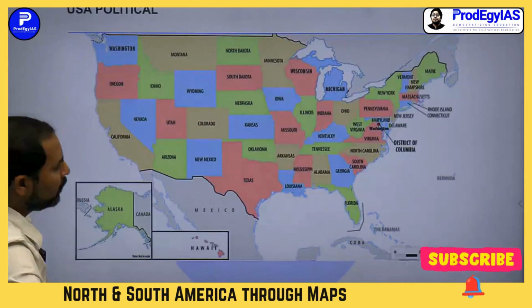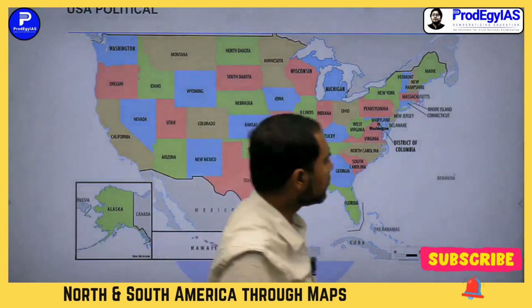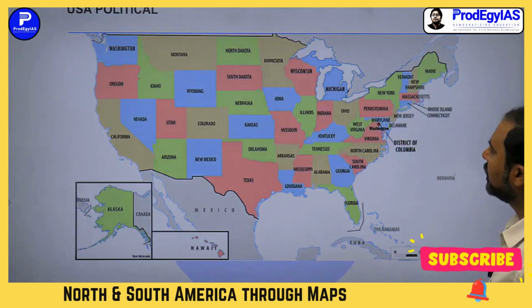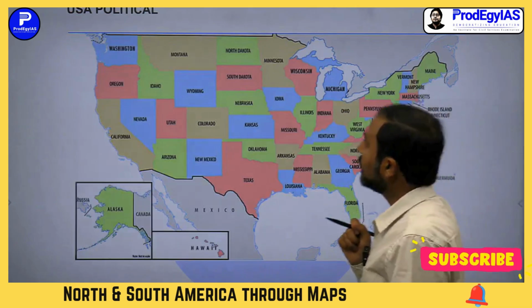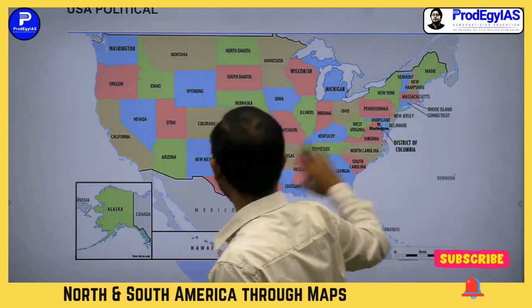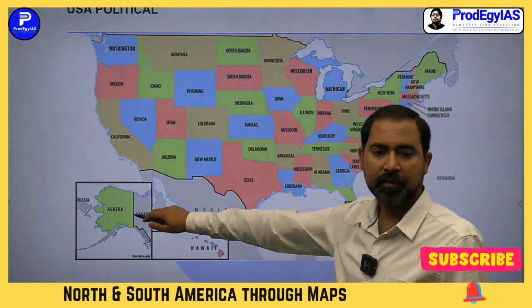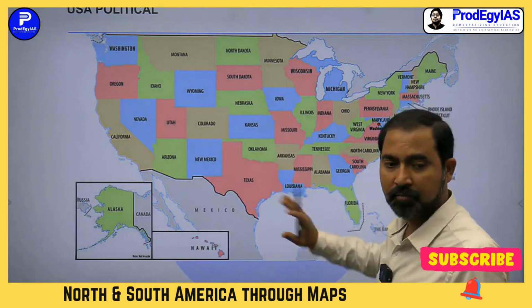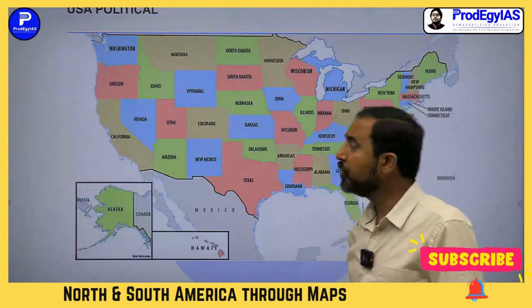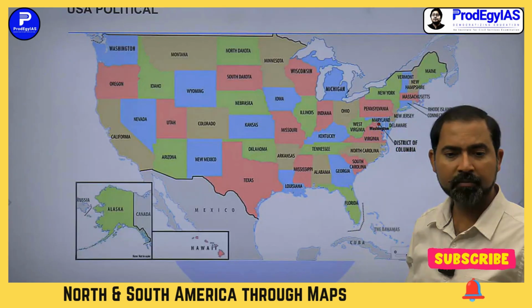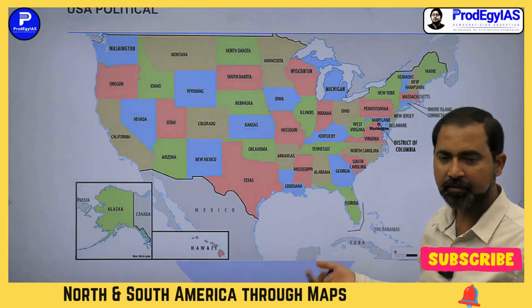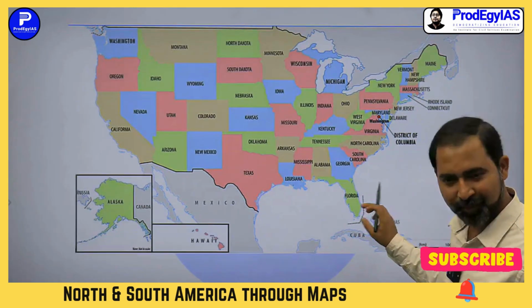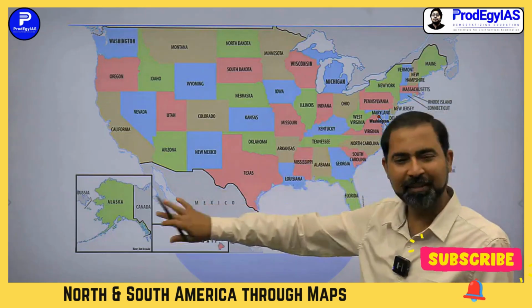Then come to USA political map. In USA political map, you will see such 50 states are there. There are 48 states. One state is Alaska, and one more Hawaii. So all these add up to 50. So you cannot memorize all the 50 names, and you don't need it. It is 50, 48 plus 2.